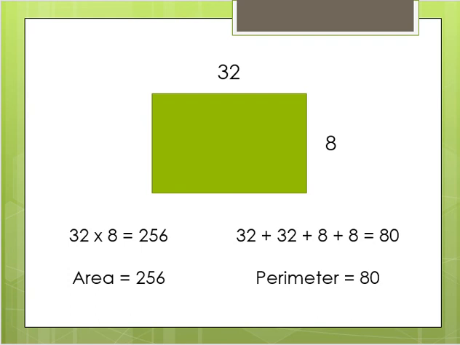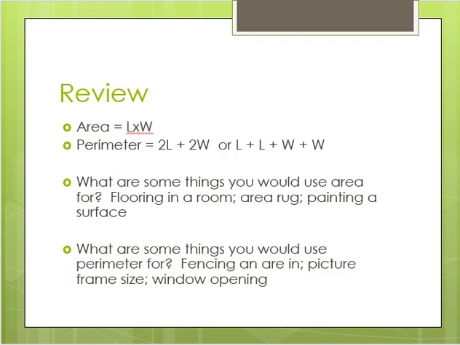So now that you know about area and perimeter, let's look at a few things to review. To find area, you multiply length times width. To find perimeter, you can either multiply your length times 2 and your width times 2 and add them together, or you can simply add length plus width to find the perimeter.